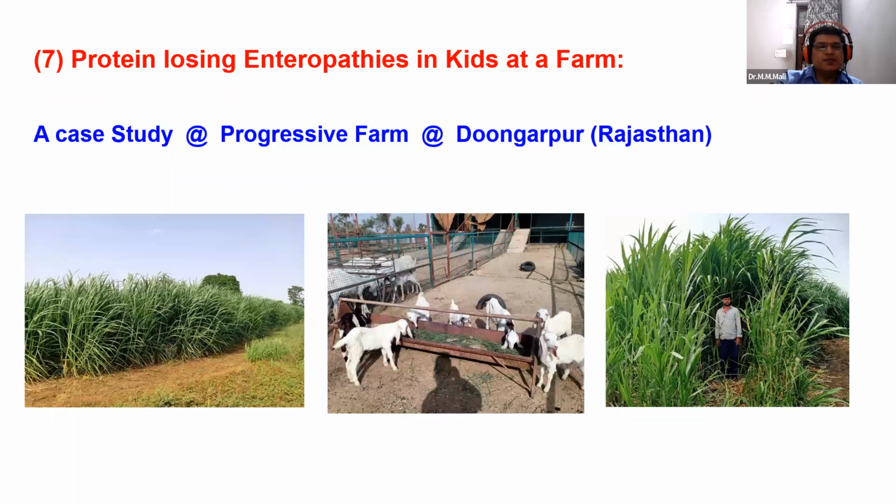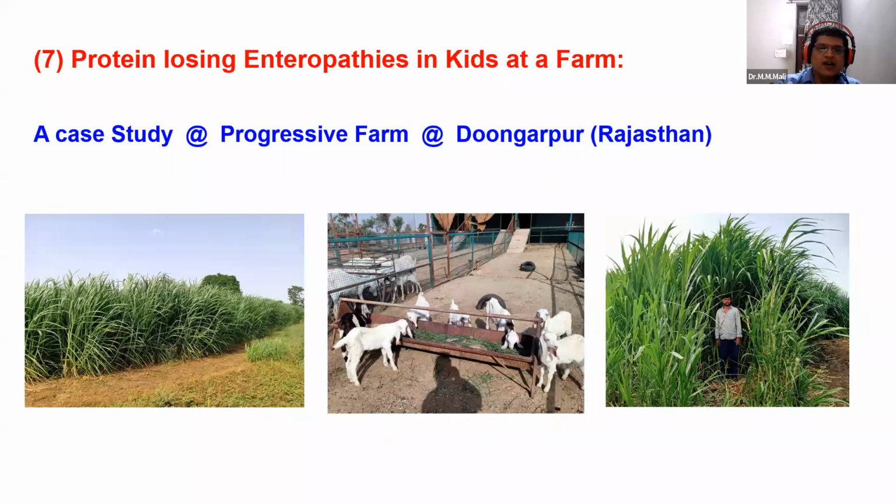The next condition is protein losing enteropathies in kids at a farm. In these slides, I have compiled information I used to deliver online training programs, as I have additional charge as officer in charge for Pashu Vigyan Kendra Rajubas. It is situated at Abhika Nagar, Tonk, just near the CSWRI Abhika Nagar. A progressive farmer named Mr. Abbas Khan has always participated in online training, and I contacted him telephonically and got the information about the disease, and then I tried to treat the condition on the basis of the history of high protein diets.